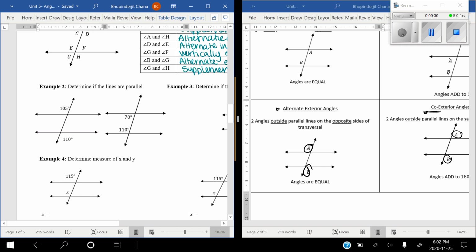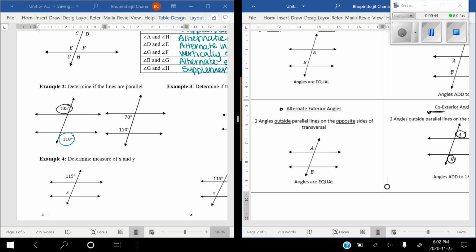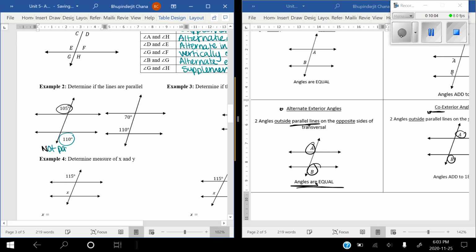We have to determine if these lines are parallel. The first step is to decide what relationship is happening. So I have two angles on the exterior, so these are going to be alternating co-exterior. Now, if the lines are parallel, the two outside angles opposite of the transversal should be equal. These are not equal. So I'm going to say that the lines are not parallel.